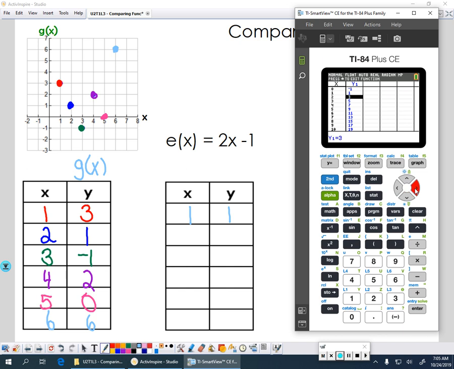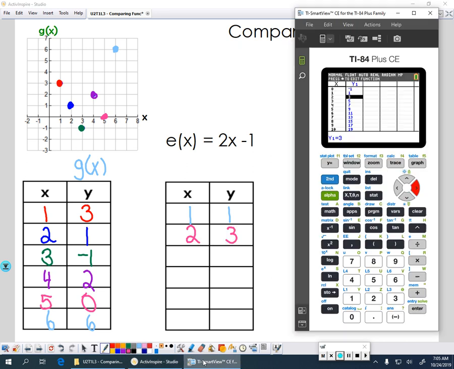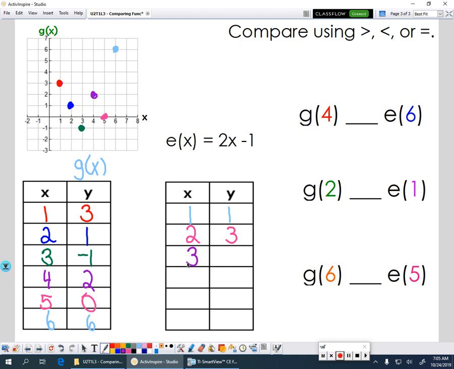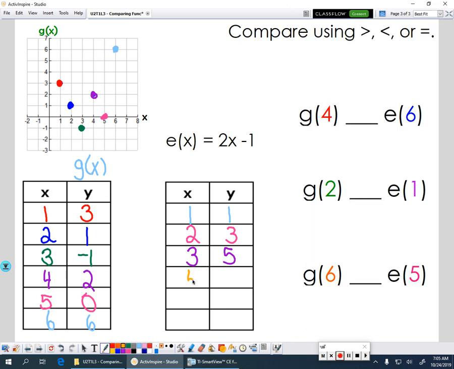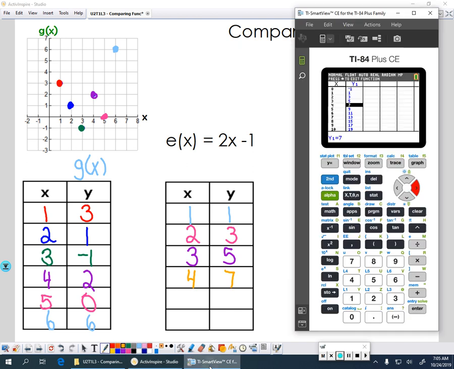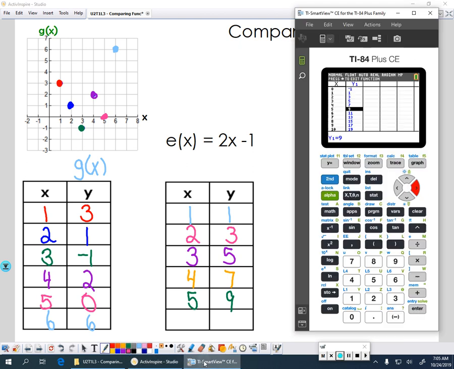So 2 and 3, that's going to be the next pair of numbers I put on my board. And I'm going to keep going, filling in my chart. So when my x value is 3, I have 3 and then y value 5. So 3 and 5. Come back to my calculator, 4 and 7. So 4 for x, 7 for y. We've got 5 and 9. And my last set of numbers is going to be 6 and 11.